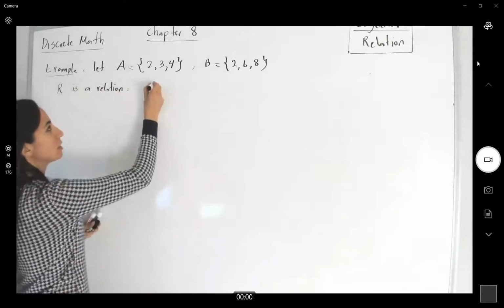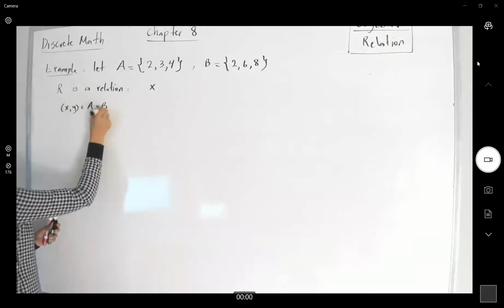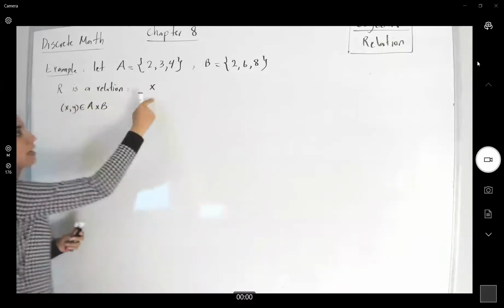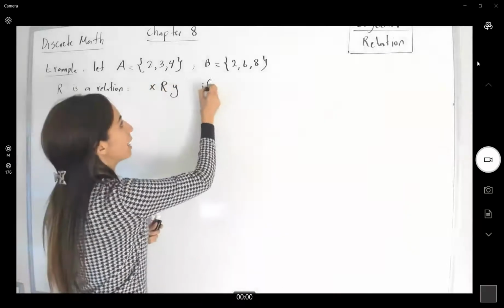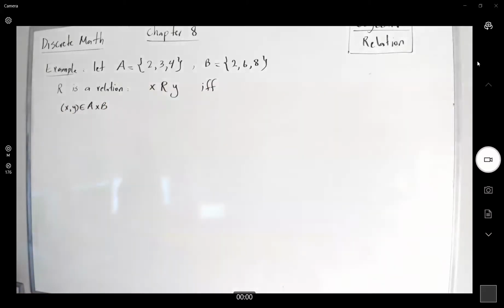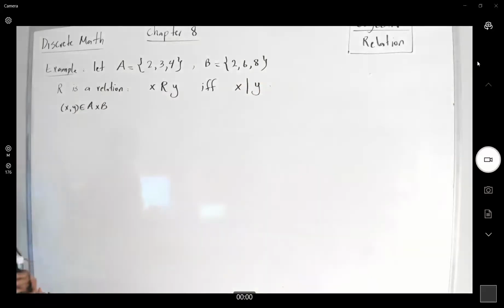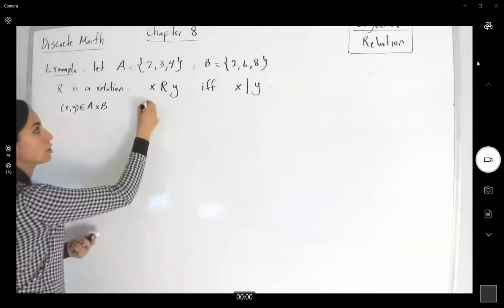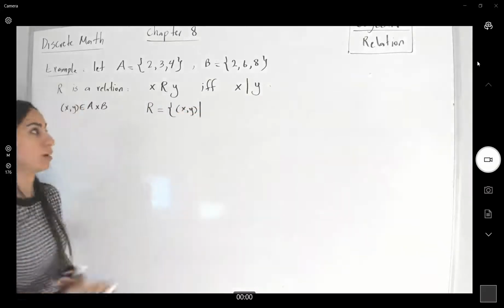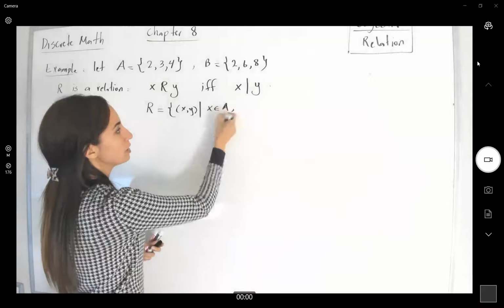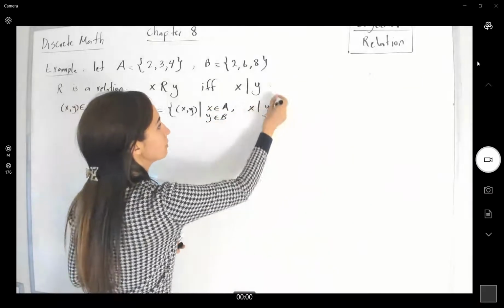You see that, so let us take X and Y belonging to the Cartesian product of A and B, and then X is in relation with Y if and only if X divides Y. So in other words, we can write down this relation this way. R is the collection of ordered pairs X and Y such that X belongs to A, Y belongs to B, and X divides Y.